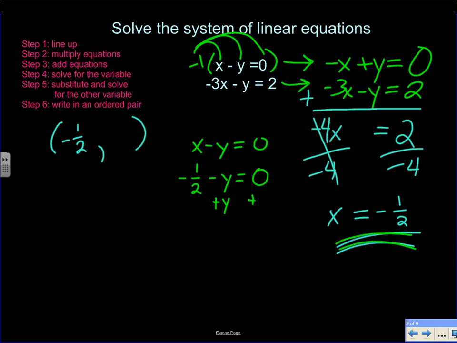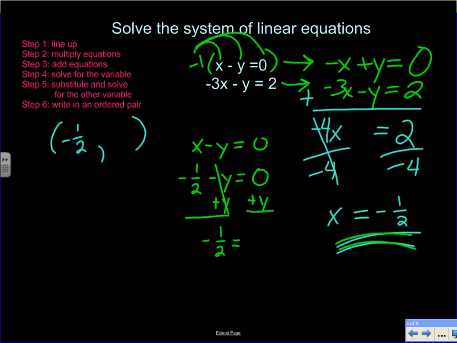why don't we just add y to both sides? We can do that. That is completely legal to do. As long as we add y to the left side and we add y to the right side, we have a still balanced equation. So on the right side, well, those cancel out.